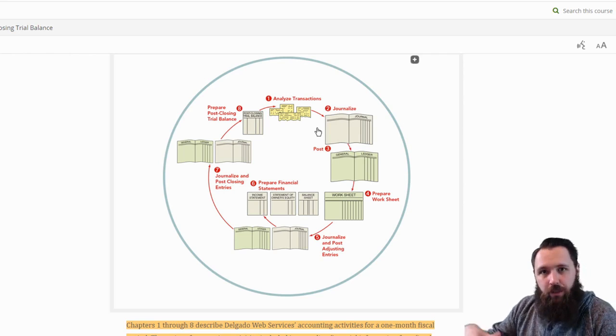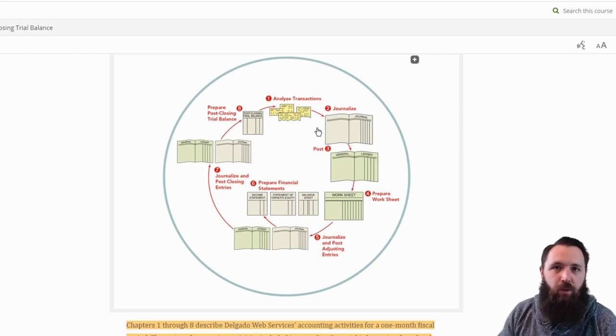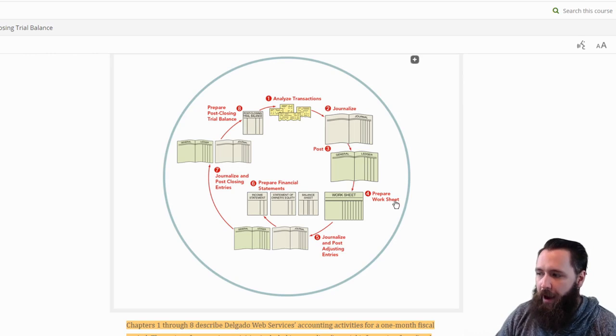We then posted them to the ledger to make it more organized, seeing what our account balances are. We prepared our worksheet, and then we journalized and posted any adjusting entries that we had at the end of the month. We used that worksheet and adjusting entries to prepare our financial statements. Now we're journalizing and posting those closing entries. And then after that, we prepare our post-closing trial balance, and we have successfully completed an accounting cycle.